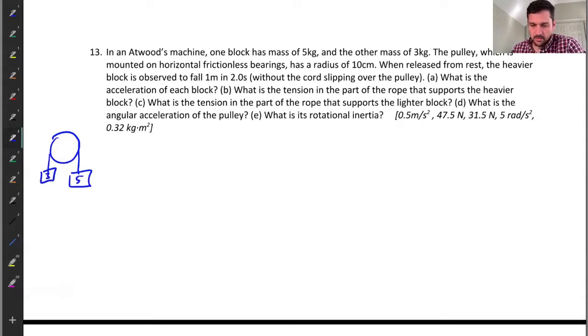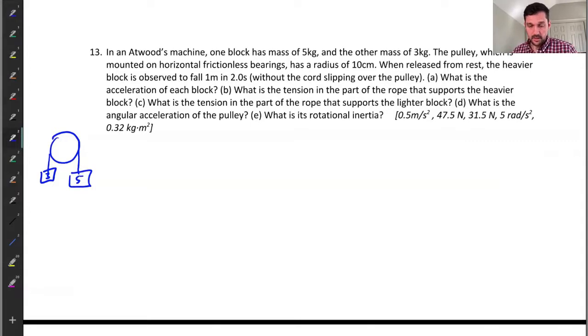The pulley, which is mounted on horizontal frictionless bearings, has a radius of 10 centimeters. When released from rest, the heavier block is observed to fall 1 meter in 2 seconds without the cord slipping over the pulley. That implies that the pulley is moving with the cord and thus literally and figuratively tying the motion of the pulley to the motion of the moving objects.